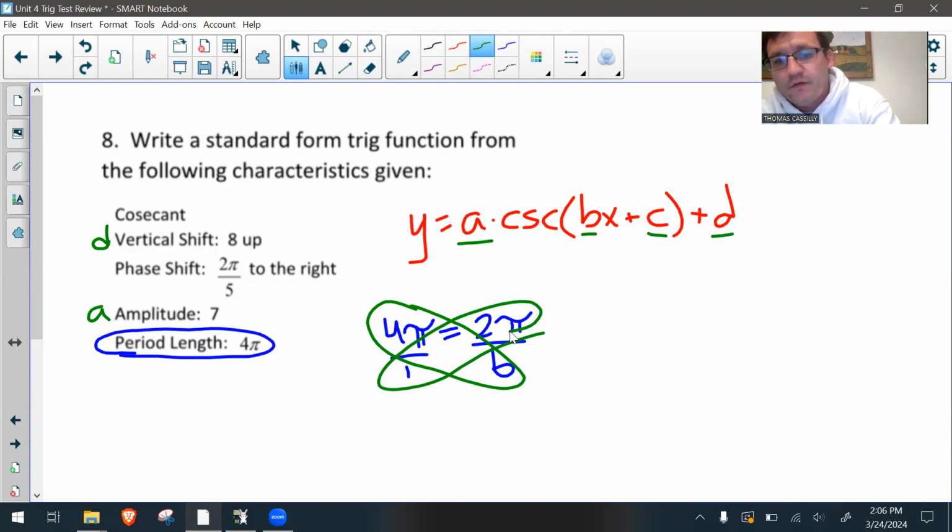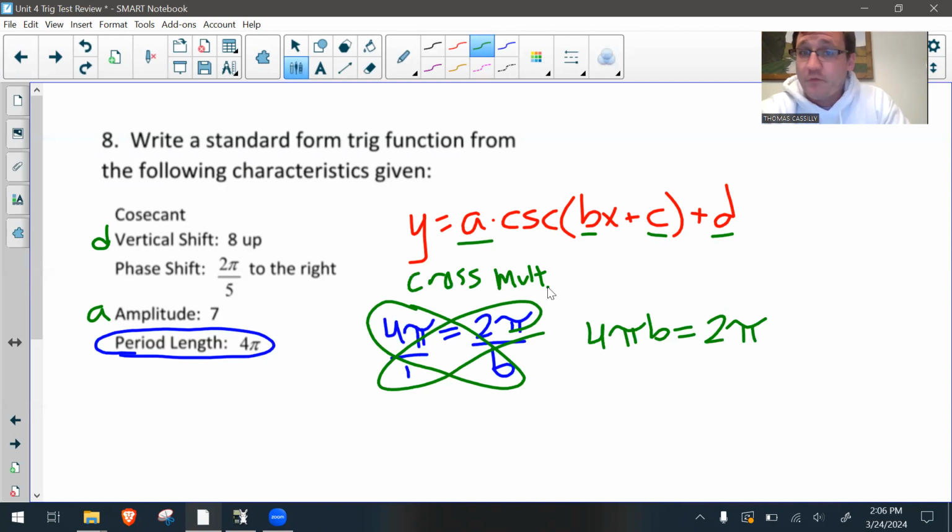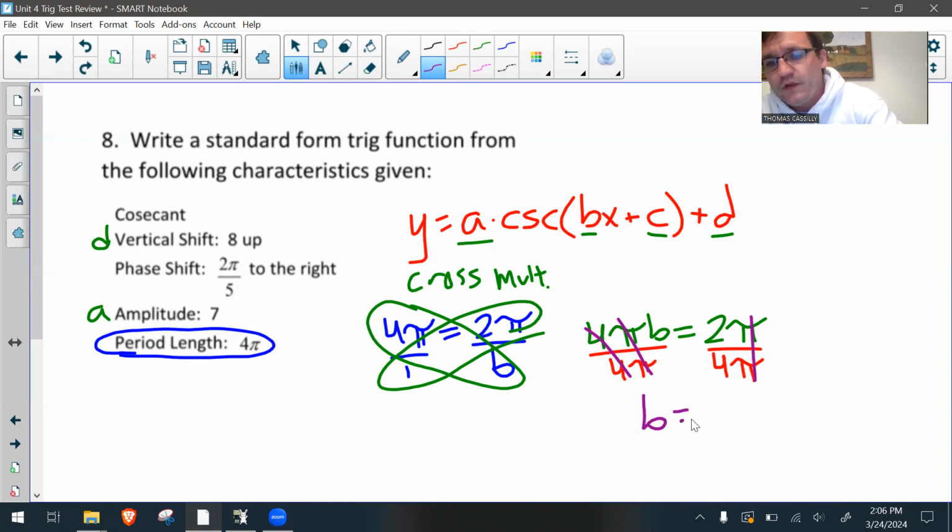So we're going to have 4 pi times B just equals 2 pi. We'll just cross multiply. Now solving for B, go ahead and divide the 4 pi away. You're going to notice the 4 pi's are gone on the left, and the pi's cancel out, so no more pi's left. So we know B equals 2/4, but we can do better than that. We know 2/4 simplifies down to 1/2.